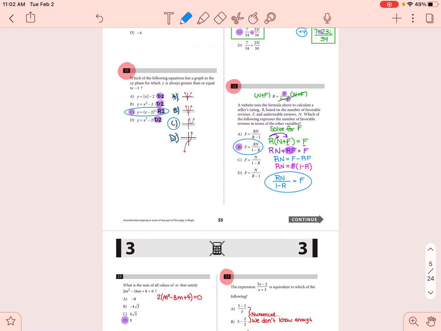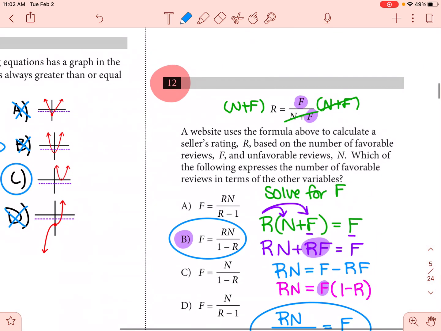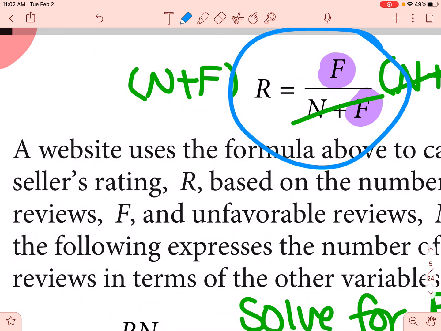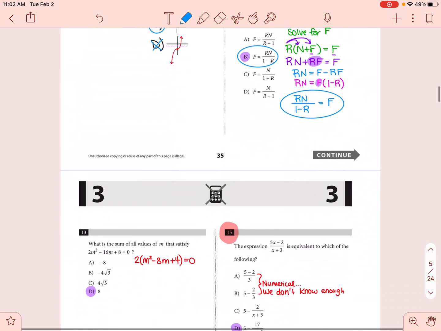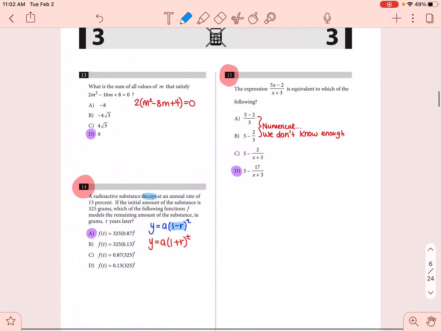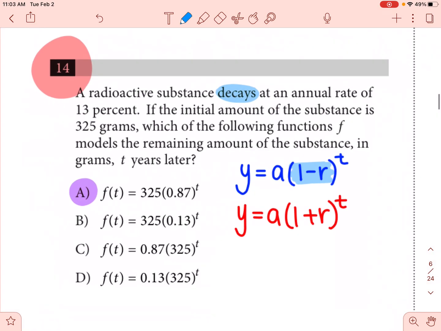Amazing. I like that one too. Again, SAT, they're going to try to throw you off by giving you a complicated looking equation. Just, you guys know what to do. All right, we got a couple more here. I'm actually going to skip number 13 and go over 14 and 15 with you guys.